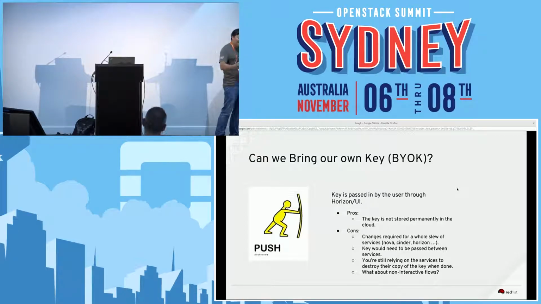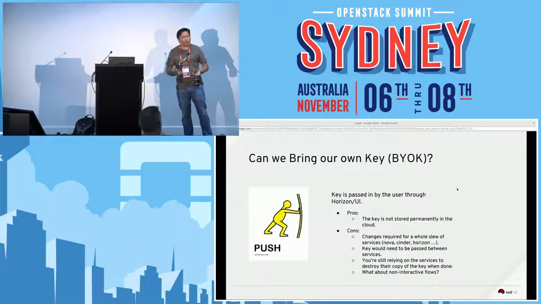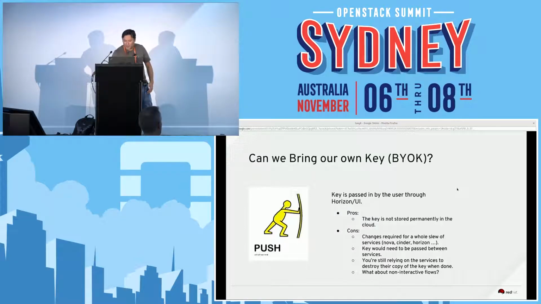You have to be able to pass it securely, so you need to have encryption and TLS between the various services, which is also not a bad idea. But you absolutely need to have that there. And you're still relying on the services to dispose of the key when it is done. And then, of course, what about non-interactive flows? Because at that point, you don't have the key, so how do you boot up your server automatically when it goes down? So that's actually a question which I want to turn to now.